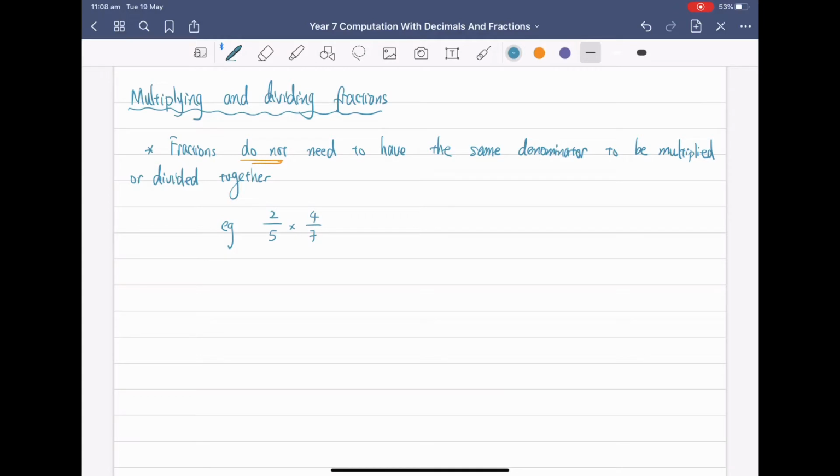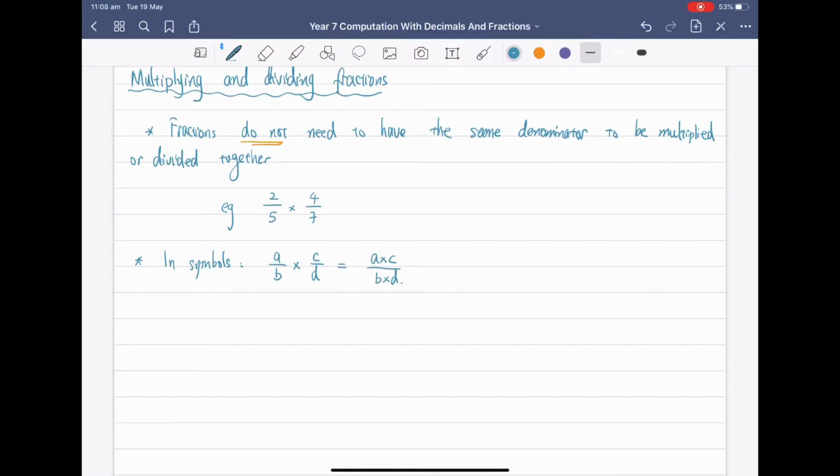So what we are going to do here is multiply fractions. All we have to do is simply multiply the numerators together and multiply the denominators together. You times the top and you times the bottom part. In a simple form, a over b multiplied by c over d will be a times c over b times d. So that's pretty easy. For the previous example, the answer will be 2 times 4, which is 8, over 5 times 7, which is 35.